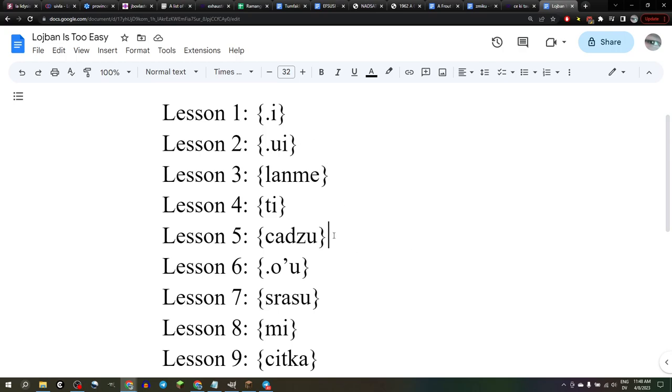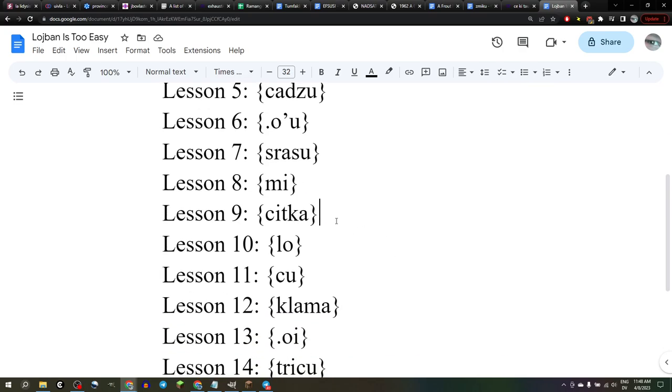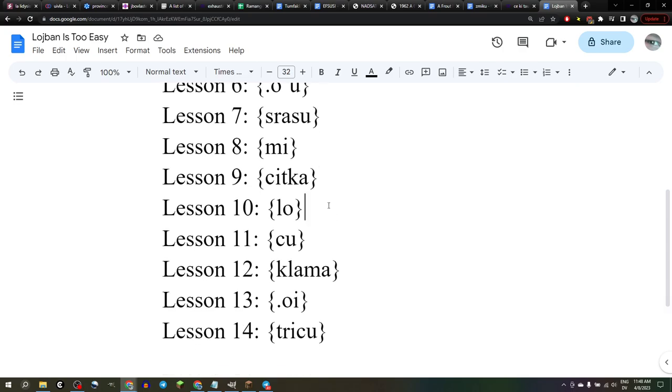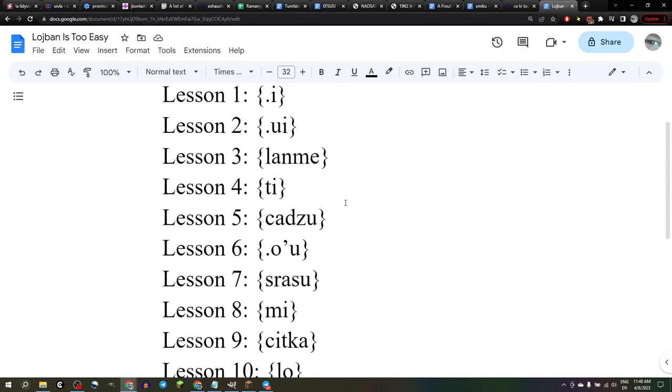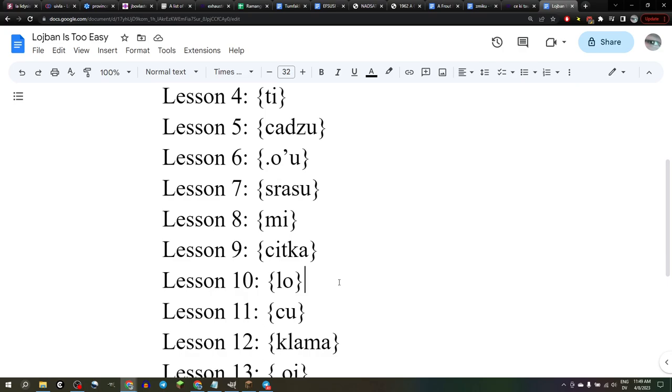This is just extra, really. Shatsu is a verb meaning to walk. Ohu is totally extra, a "we" type word that means I feel relaxed about that. Srasu means grass. Mi is another pronoun you can totally leave off that means me, I. Shitka means to eat. Lo lets you use your verb as a noun phrase. So then we can just use verbs as nouns, and we don't even need to learn nouns also.